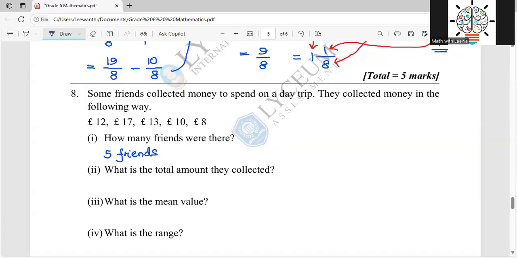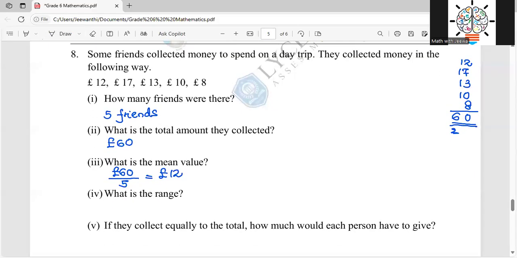What is the total amount they have collected? So then I take 12, 17, 13, 10, and 8. 20, 2 remainder, 4 plus 2, 6. So then you have 60 pounds. What is the mean value? You divide 60 by 5, then it gives you 12 pounds, right? 12 pounds. What is the range?